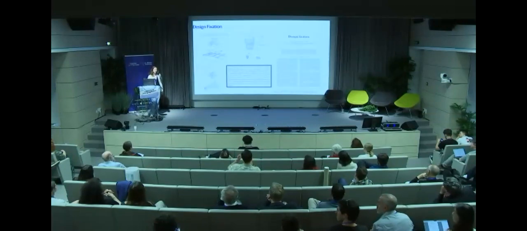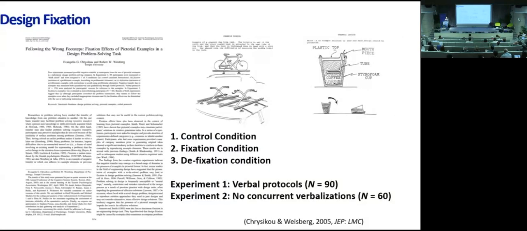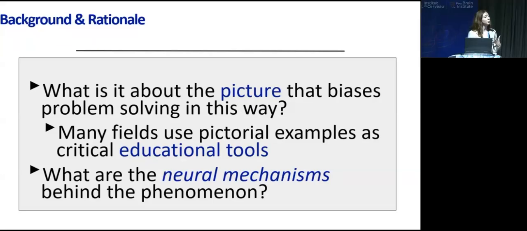And this phenomenon has been observed to be discipline specific. For example, mechanical engineers are more susceptible to this effect, as well as having some individual difference effects. And it's been extensively replicated, including in some more complex paradigms. And the question that we're asking in this project is, what is it about the pictorial example that biases problem solving in this way? And what are some of the neural mechanisms behind this phenomenon?